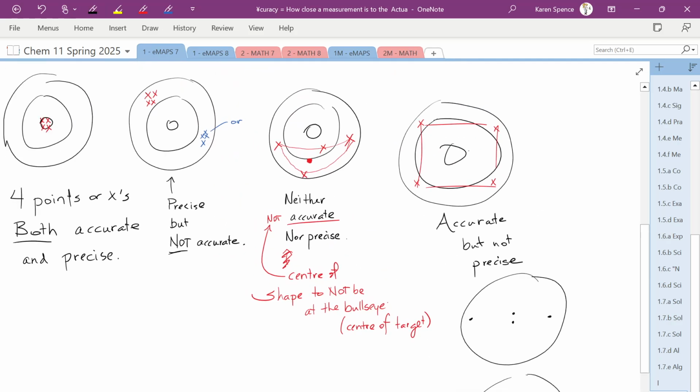Okay, so don't worry too much about this, but this is the kind of question I could ask you on a quiz on accuracy and precision, which I think should take place on Friday.